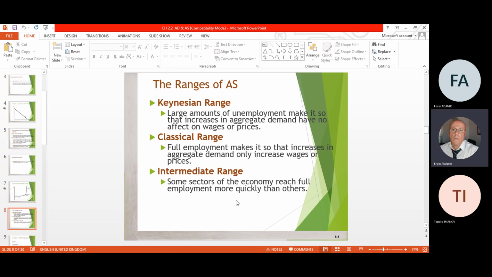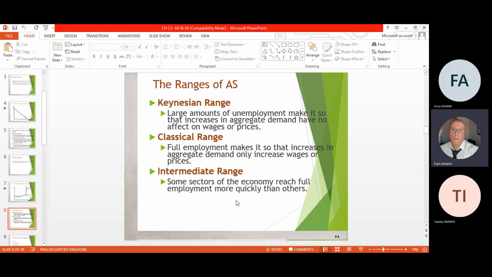The ranges of aggregate supply, as I have illustrated on the graphic, can be summarized as follows. The Keynesian range: a large amount of unemployment makes it so that an increase in aggregate demand has no effect on wages or prices. So this means that with unemployment, an increase in aggregate demand is assumed to have no impact on prices or wages in the Keynesian approach.